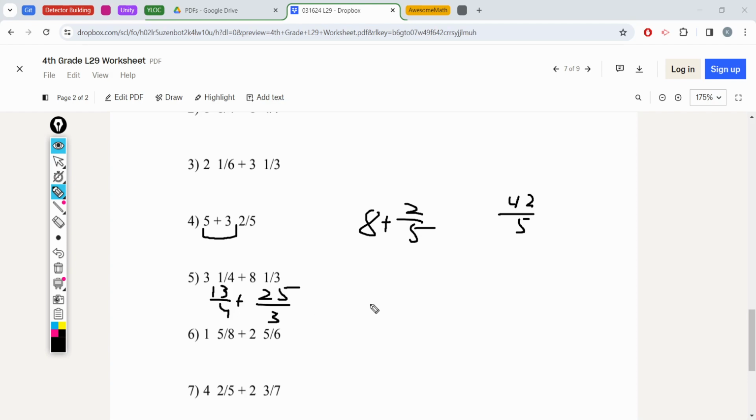Now you're adding these two, so just find the common denominator. And what you'll get is 39 plus 100 divided by 12, which will give you 139 over 12.